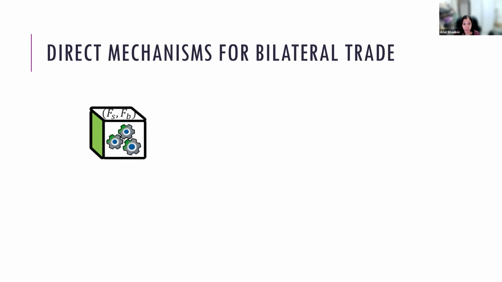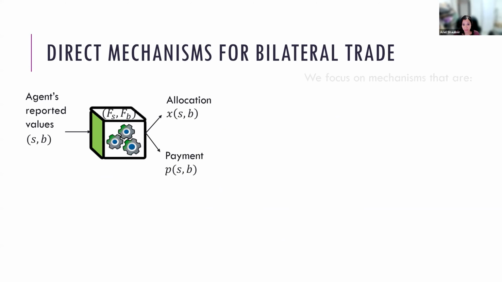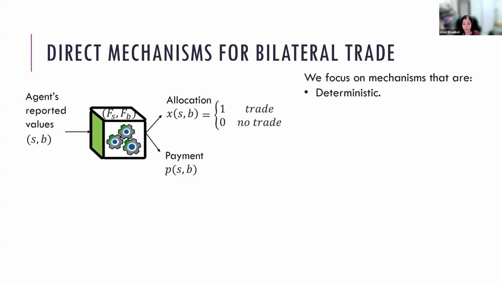A mechanism for an instance of the bilateral trade problem gets as an input the agents' reported values, S and B, and it returns an allocation and payment. We will focus on mechanisms that are deterministic, and so the allocation is either 1 if there is a trade or 0 if there is no trade.